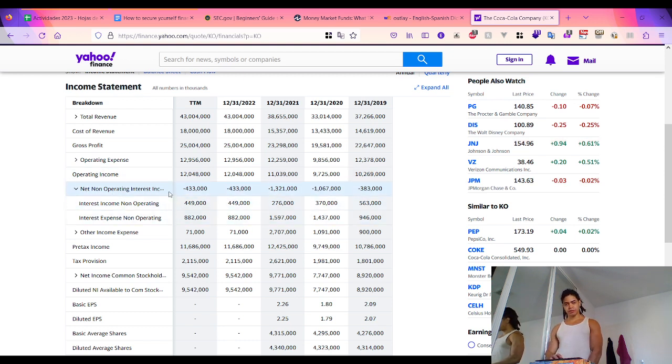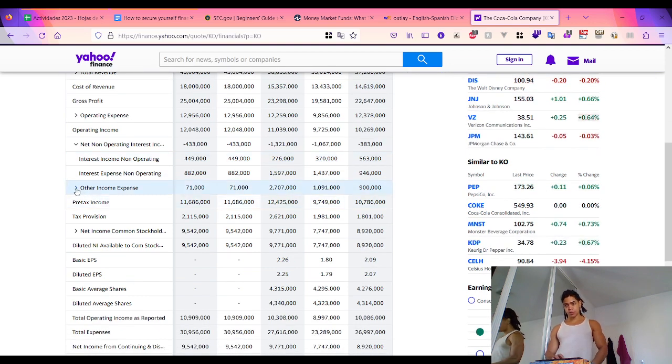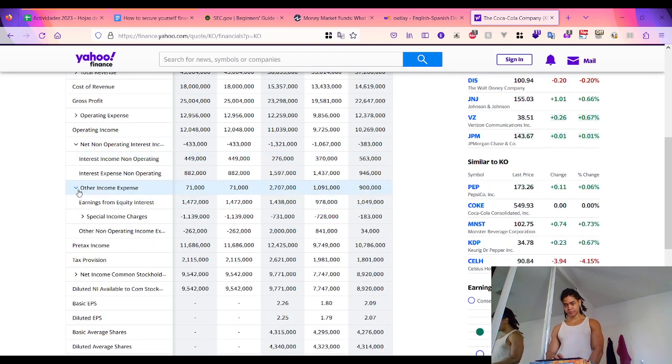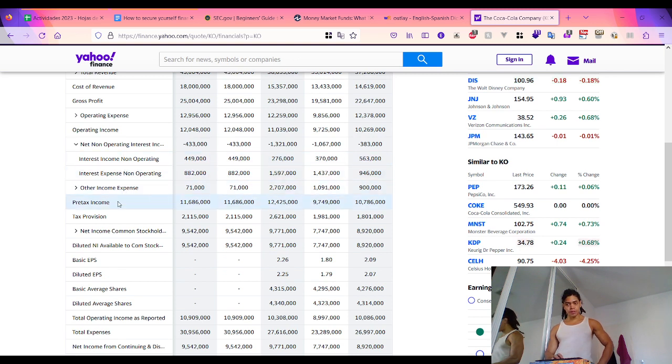So this is interest income, and then you have the interest expense, the amount of money a company has to pay for money they borrow. Okay, other income expense like this, before income tax, right? So you have here the pre-tax income.